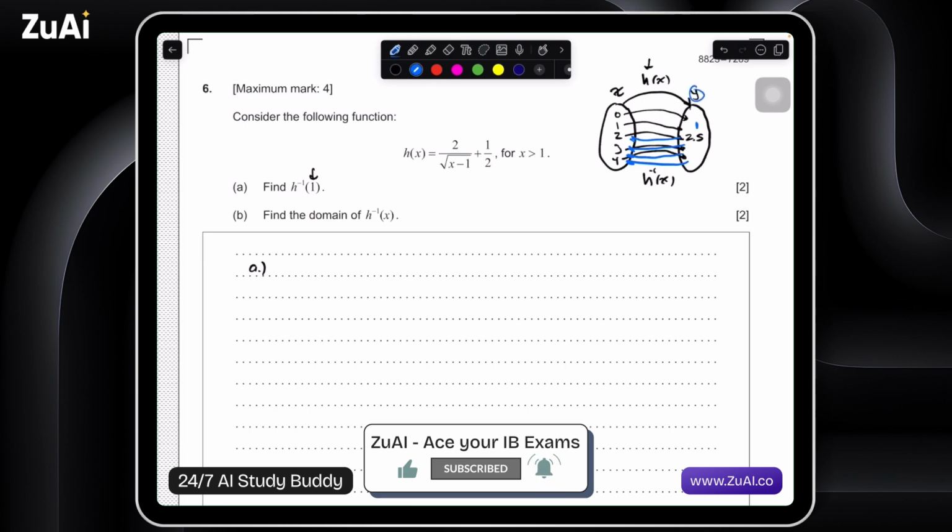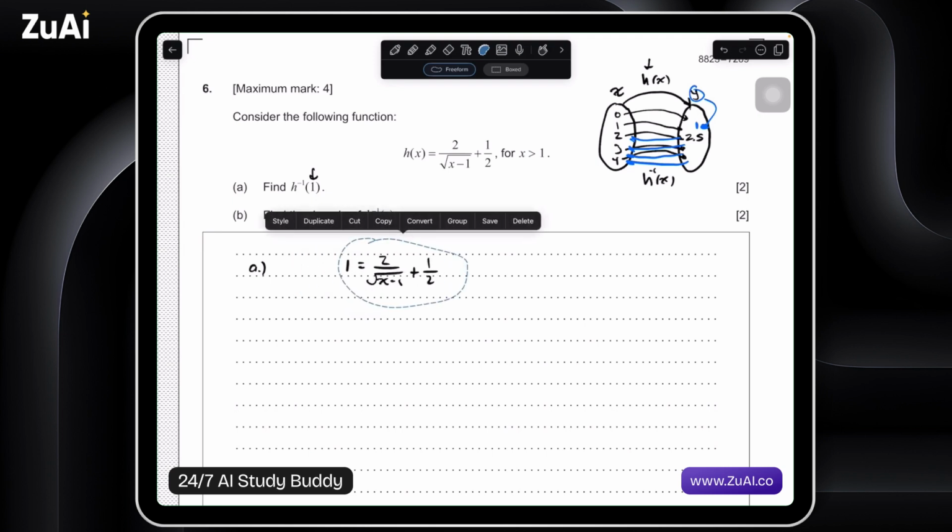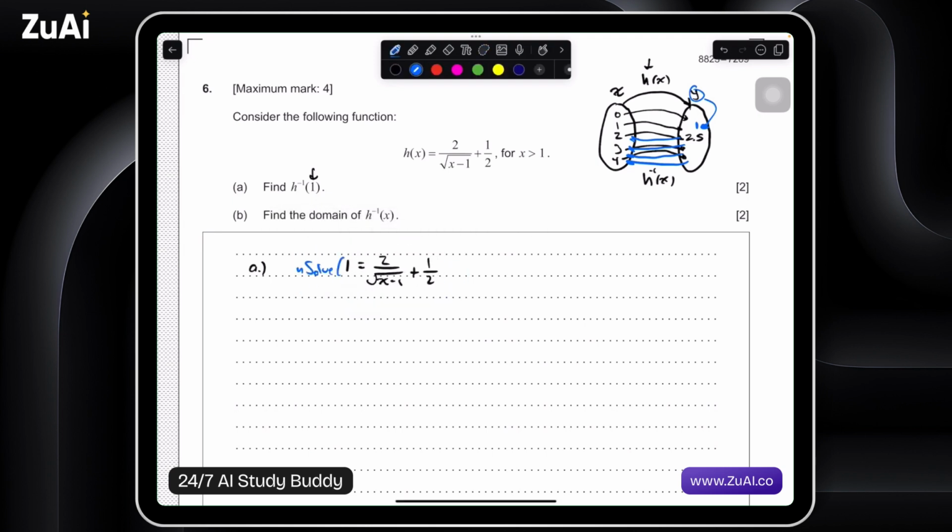That is to say, the y value is 1. What was our input? All we need to do is write 1 is equal to 2 over the square root of x minus 1, plus 1/2, and then we can go ahead and numerically solve this for x. I'm going to do that here.